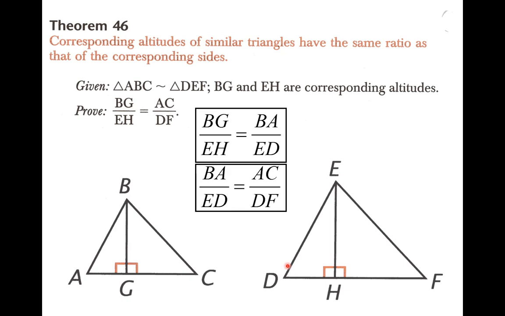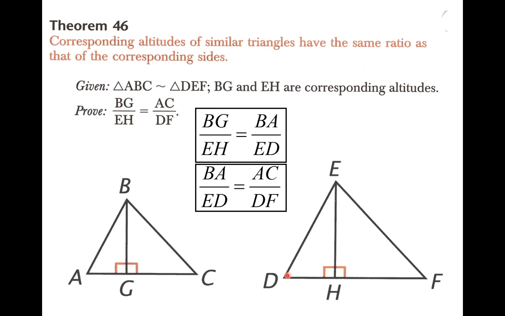Okay, I'm going to get this one. And you're right, that doesn't have anything to do with the altitudes. But it's still true that BA is to ED, corresponding sides, as AC is to DF, the bottoms of those two. Similar triangles have proportional sides.